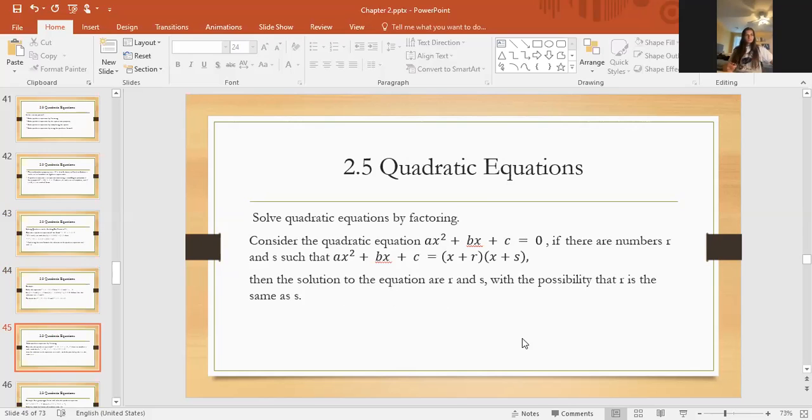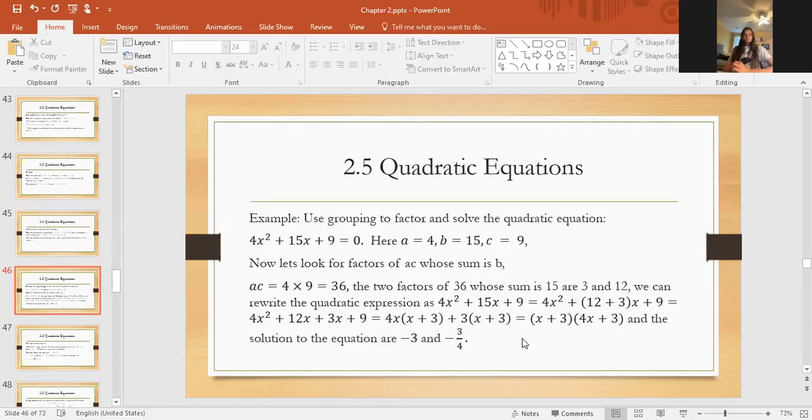So sometimes we may have a quadratic equation and we are able to factor it into the product of two simple linear equations. In that case, we will use the zero product rule property to solve the equation. Let's look at this example. We have 4x squared plus 15x plus 9 equals 0. Here a equals 4, b equals 15, and c equals 9.